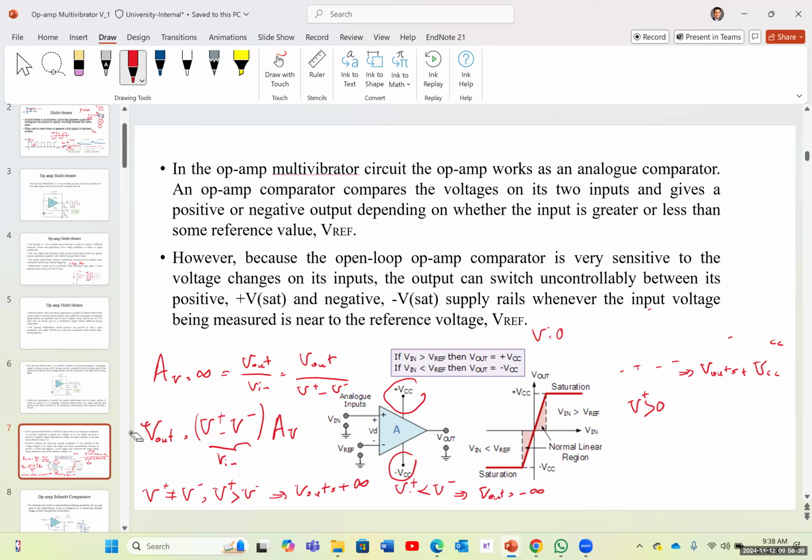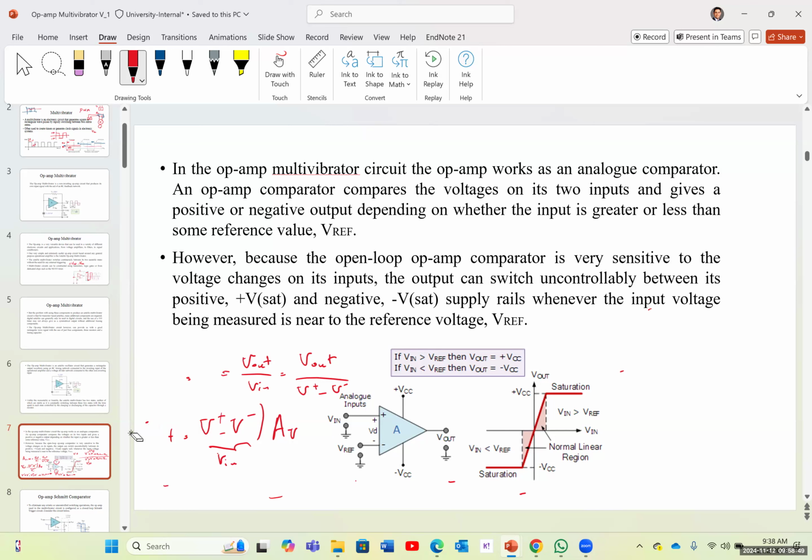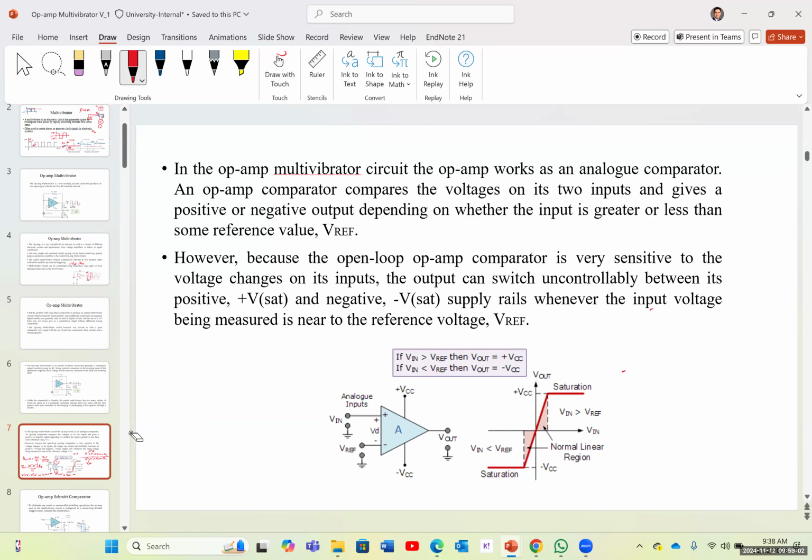Let me give you an example. Take this circuit, for example, and imagine that V negative is connected to the ground as a V reference. So here, imagine that V reference is connected to the ground. So this is 0 volts. And this is connected to our input. Imagine we didn't even connect this to any input.